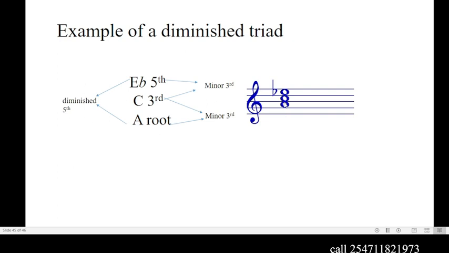Now this means that for a diminished triad, you just take a minor triad and reduce the fifth by a semitone, and you get a diminished triad.